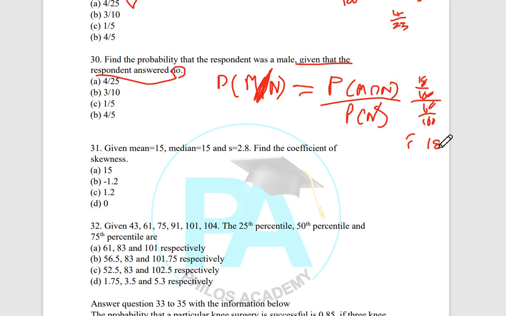And when you simplify it further, 18 over 60, can we simplify it? Yes, we can. When we simplify it further, we should get 3 over 10. Yes, 6 goes into 18 3 times and goes into 60 10 times. So the answer is B.